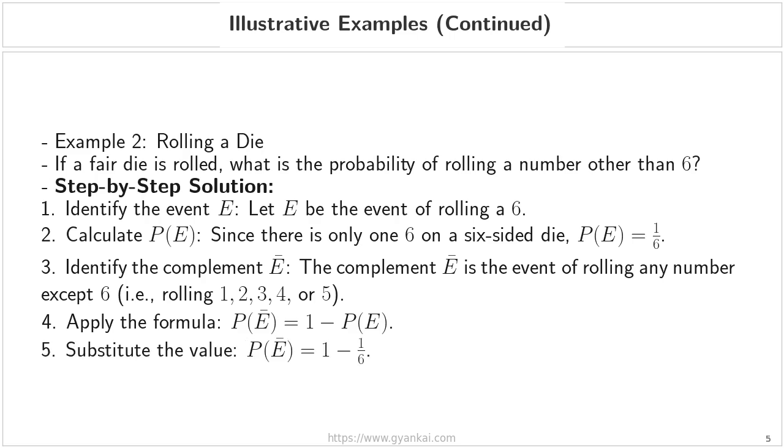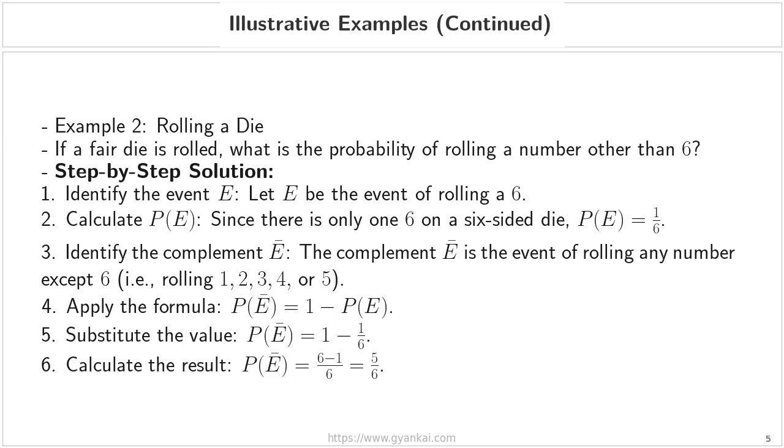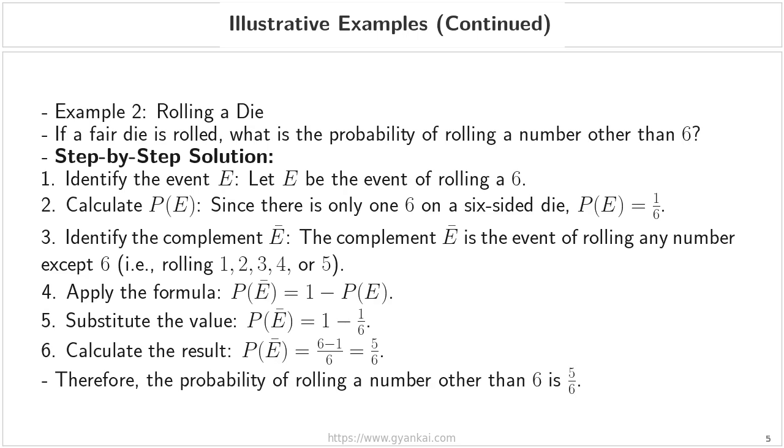Substituting our known value into the formula, we get P of E bar equals 1 minus 1 over 6. To solve this, we find a common denominator, which gives us 6 over 6 minus 1 over 6. This leaves us with 5 over 6. Therefore, the final probability of rolling a number other than 6 is 5 over 6. As we move to the next slide, keep in mind that while this calculation seems straightforward, there are a few common pitfalls to watch out for when dealing with more complex outcomes.